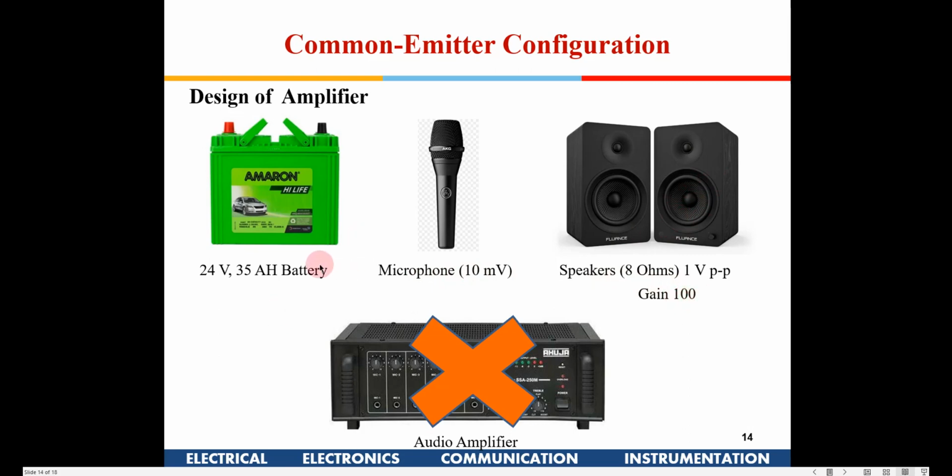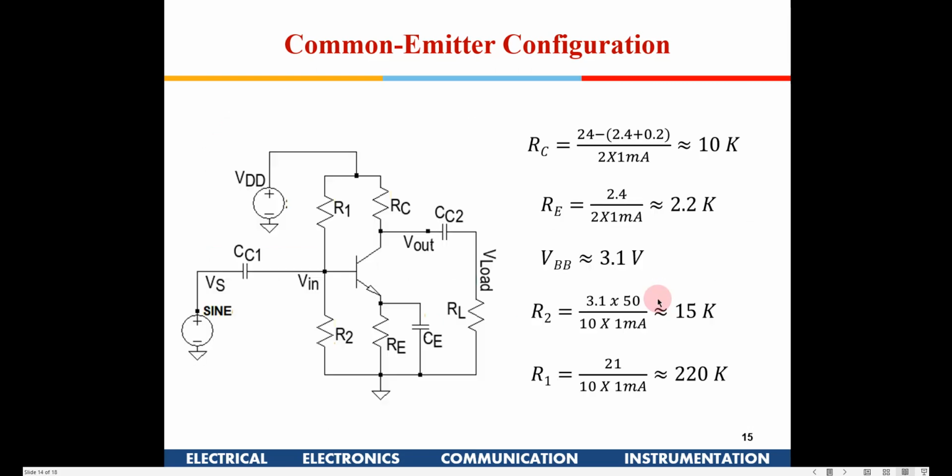Okay, it says I need a gain of 100. So let me now first design a CE amplifier, and subsequently we will see how to integrate this speaker onto that. So let me first target a gain of 100. How to target this gain of 100? This is a CE amplifier, so we need to find out the values of resistances, right? So how to compute these values of these resistances?